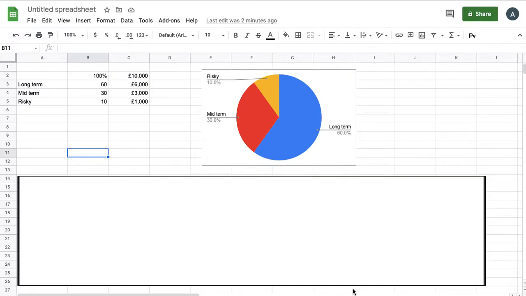How you can make your own portfolio. Last time we've covered how you can invest into Vanguard life strategy funds, and today I'm going to try to explain how you can make your own fund.